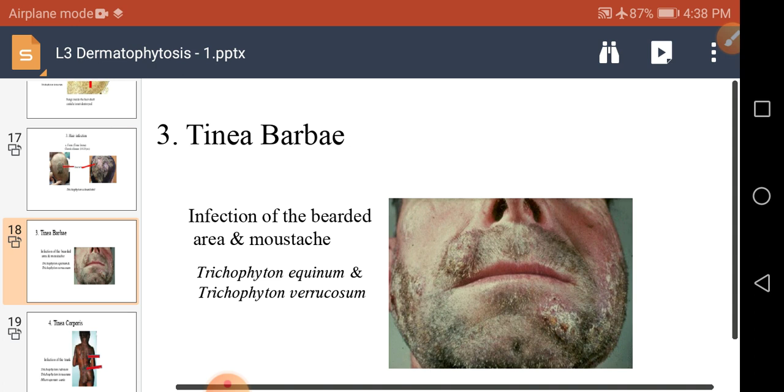Tinea barbae, this is infection of the bearded area and the mustache. The source of infection is commonly an animal. The commonest fungi are Trichophyton equinum and Trichophyton verrucosum.